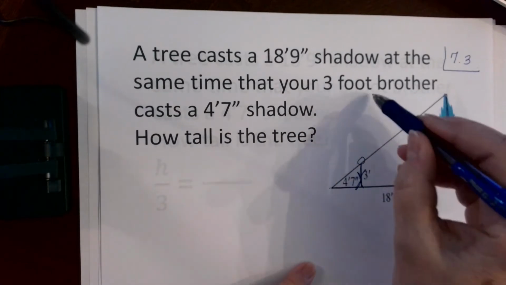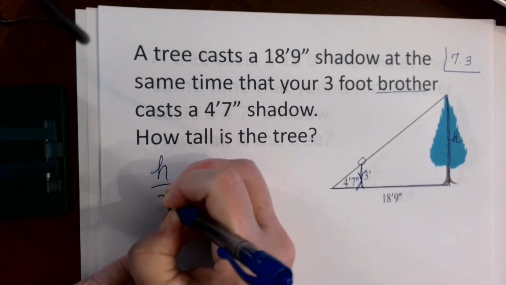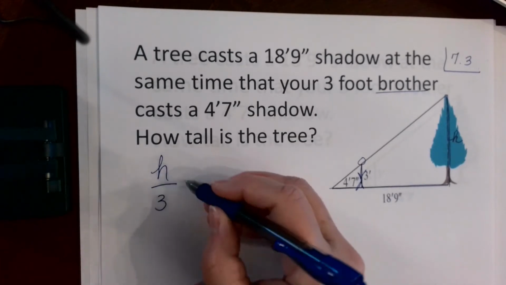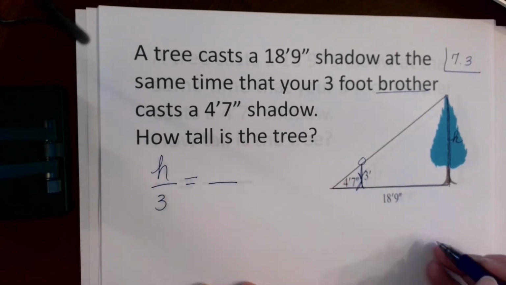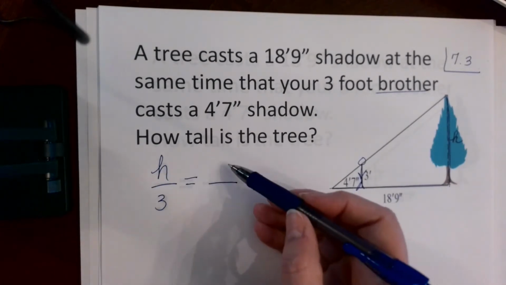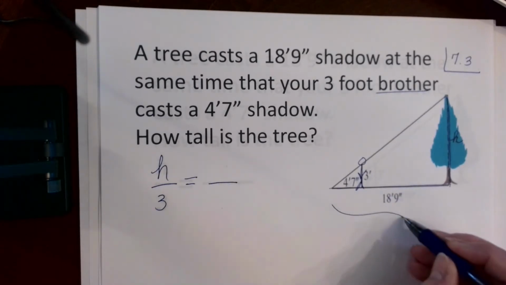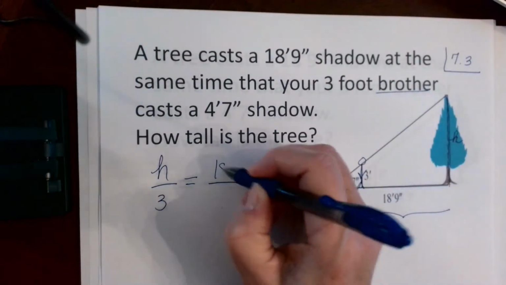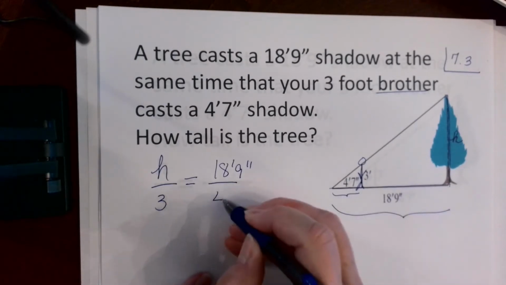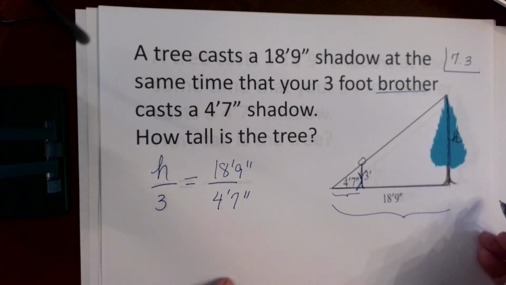So this is your little brother. He's 3 feet tall. So we're going to compare the height of the tree to your brother's height, height to height. And then the next fraction, because we did tree on top to your little brother, we'll put the tree's shadow on top and your brother's shadow on the bottom. The tree's shadow is 18 feet 9 inches, and your little brother's shadow is 4 feet 7 inches. And we'll solve the problem that way.